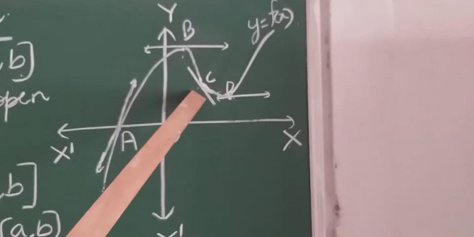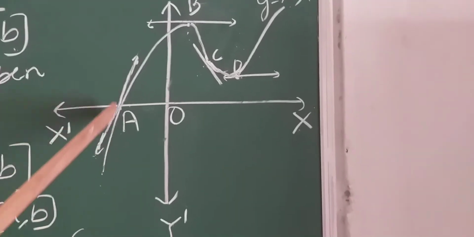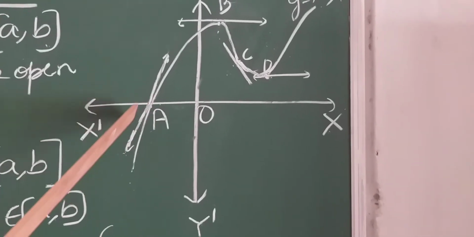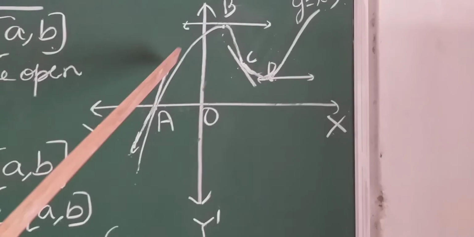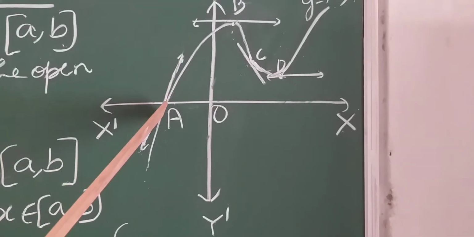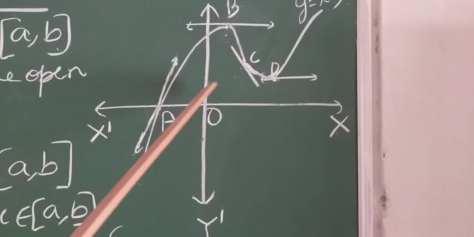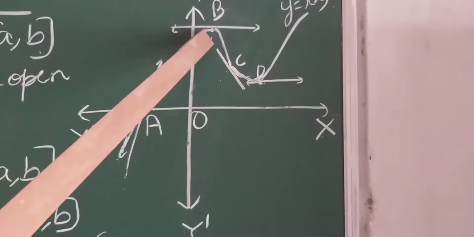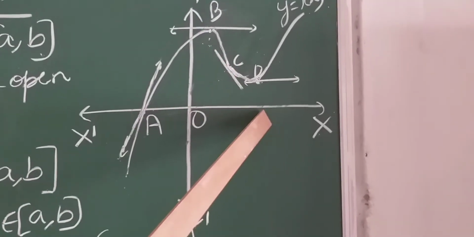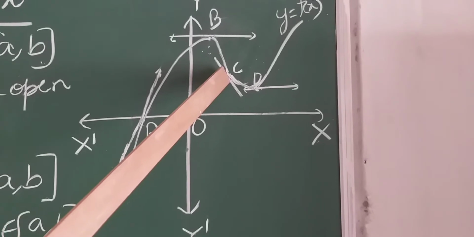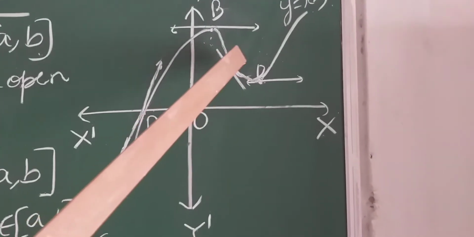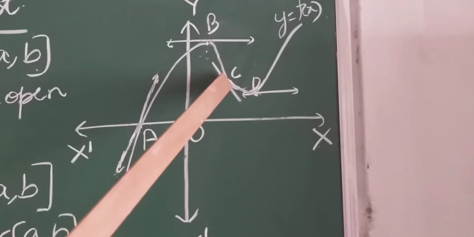So with the help of the graph, students, by drawing the tangent at the point, if the slope of the tangent is positive, going up, then the function is increasing at that point, and if the slope of the tangent is negative at the point, it is coming down, then the function is decreasing at that point.